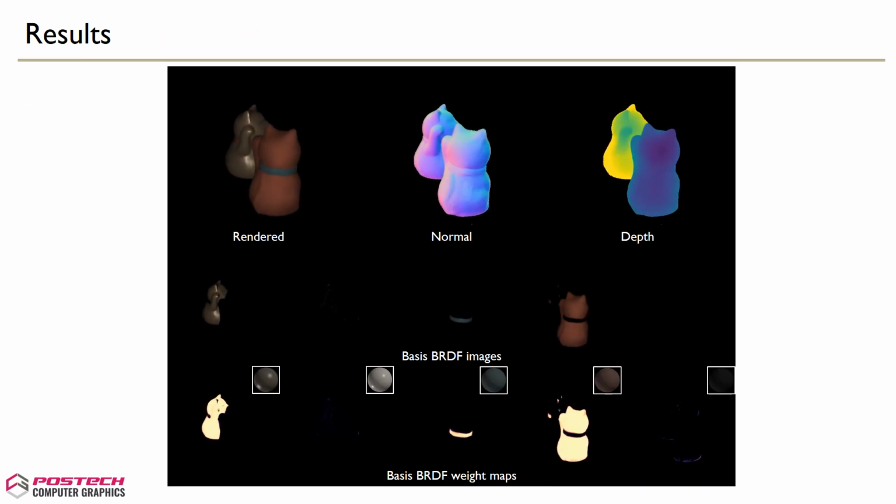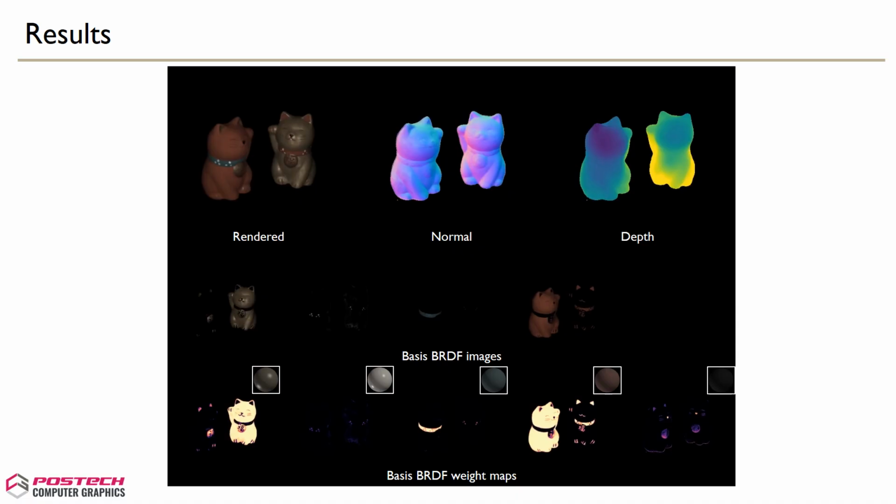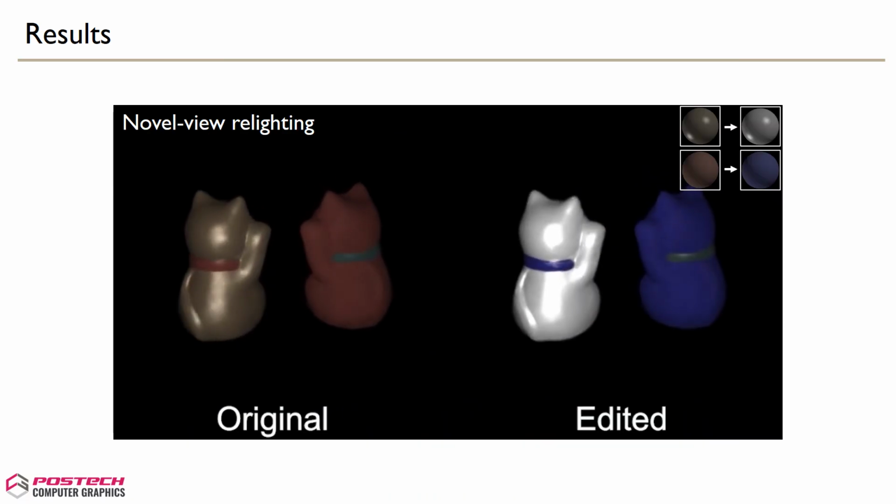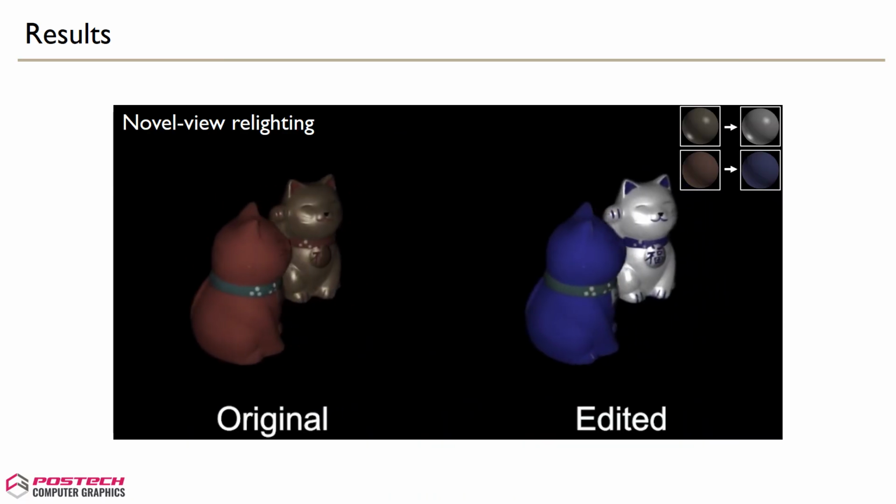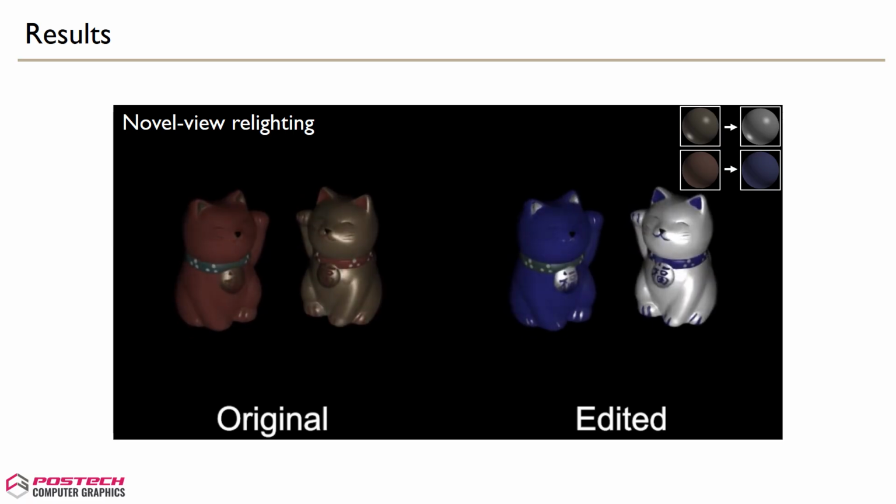Here are real-world results from our interpretable inverse rendering method. We reconstruct high-quality geometry and reflectance with interpretable basis BRDFs. This enables novel view relighting and intuitive reflectance editing. Using sparse weight maps, users can directly manipulate BRDF parameters such as base color, roughness, and metallic to achieve desired material appearances.